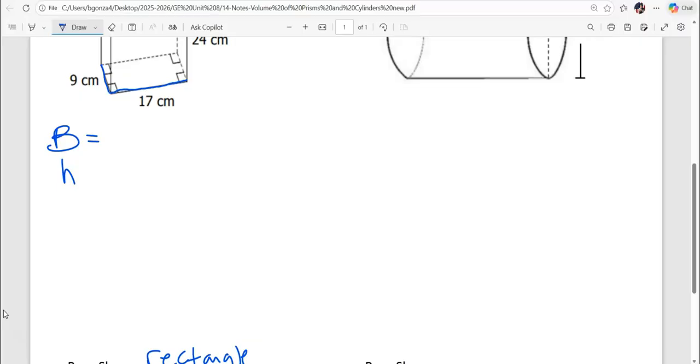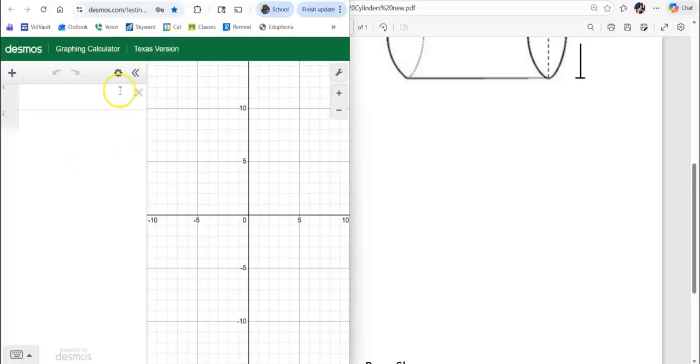How do I find the area of a rectangle that's 9 by 17? That's perimeter. Area, what do I do with 9 and 17? Multiply, okay? So please remember, perimeter, P, is when you add them up. B, for a rectangle, is base times height, length times width. 9 times 17, okay? All right, do we have that?